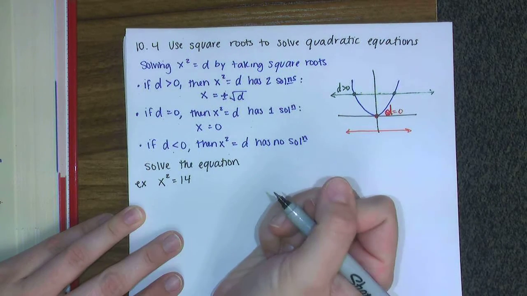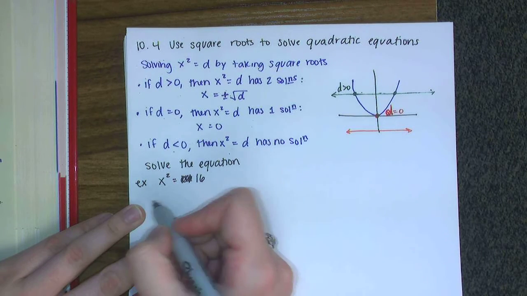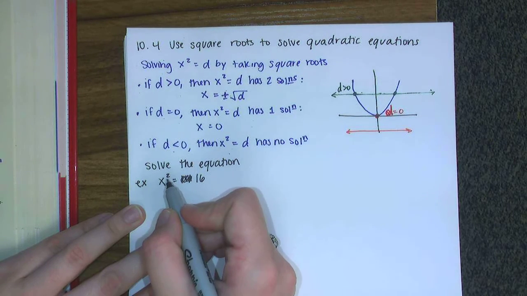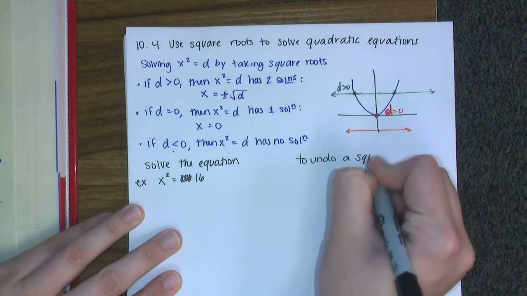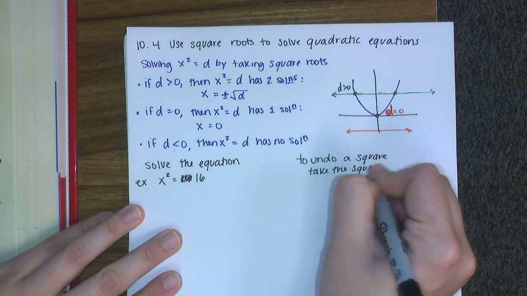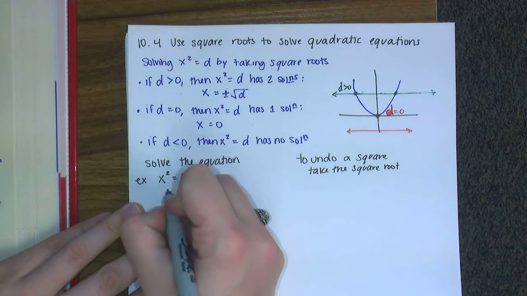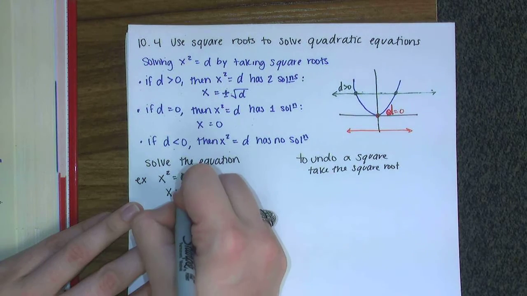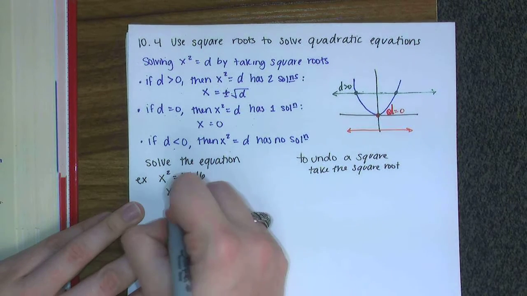So to undo a square, I take the square root. Let me write that here so you have it. To undo a square, take the square root. So you're doing the opposite, basically. So taking the square root, x is equal to the square root of 16. And remember, that plus or minus has to be there. The square root of 16 is 4, so x is equal to plus or minus 4. So this is really just a matter of thinking back and solving for x.